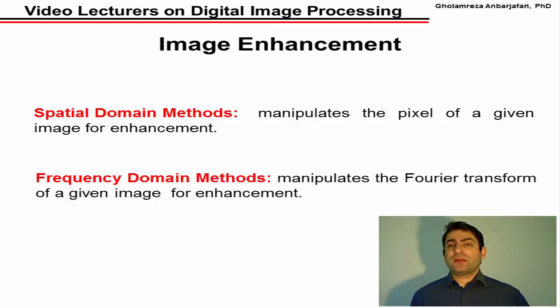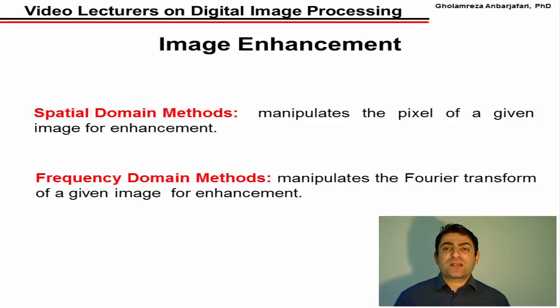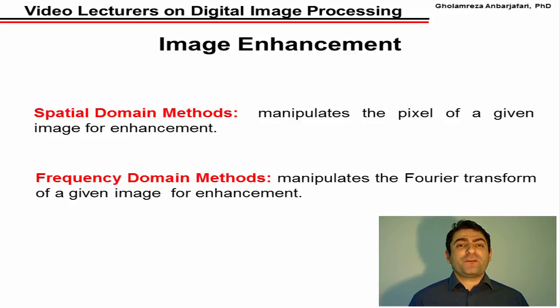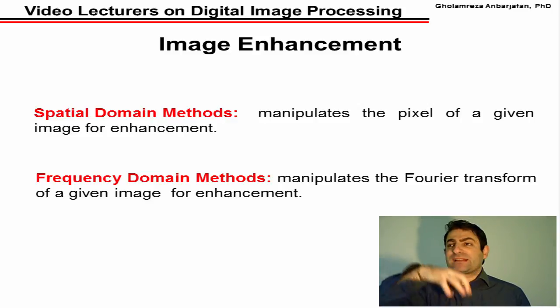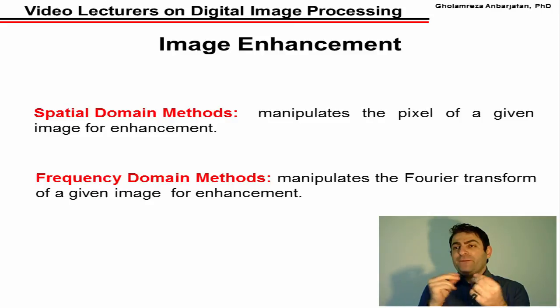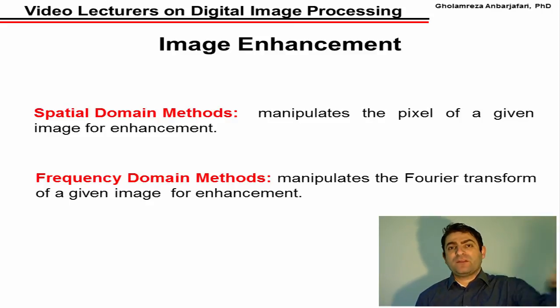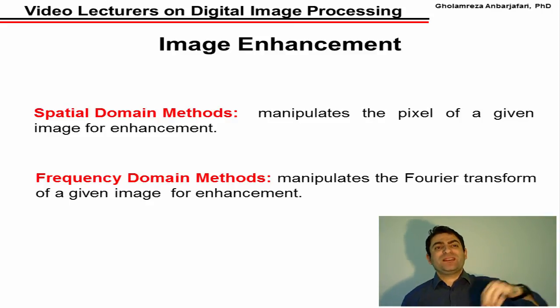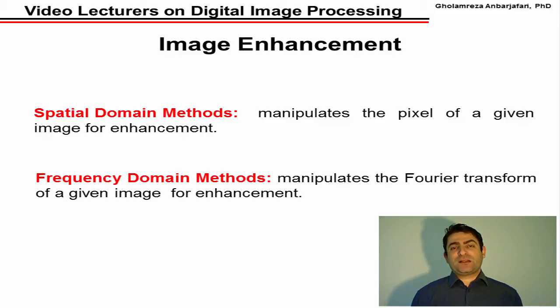We will talk about it in a couple of lectures, and then we will talk about the frequency domain method. In the spatial domain method, the term spatial domain refers to the 2D image plane, and the approaches manipulate the pixels of the given image for enhancement. So the function that we define will work on the pixels directly. If we do something, the outcome will be a new pixel value. We don't need to do any transform and inverse of the transform.